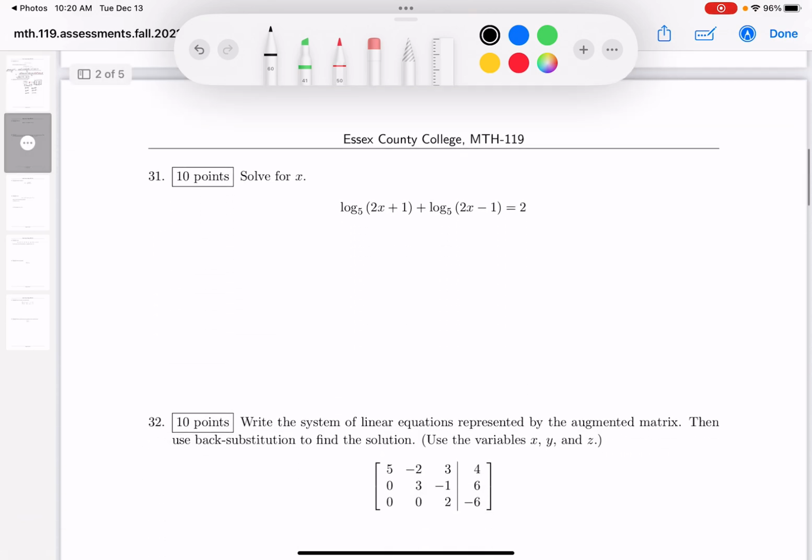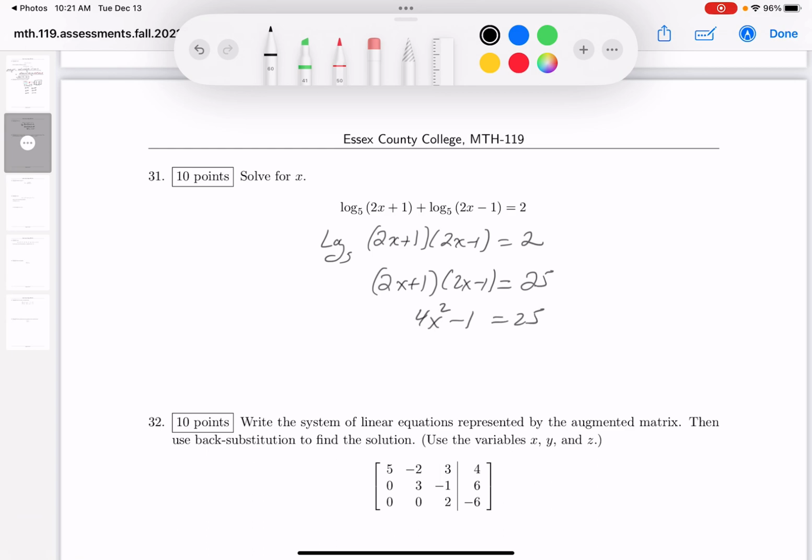This one's a log problem. Let's write this down. They're log base 5. So we get log base 5 of 2x plus 1 times 2x minus 1 equals 2. I'm going to write it as an exponential, and that's going to be 2x plus 1 times 2x minus 1 equals 5 squared, which is 25. What do you get? 4x squared minus 1 equals 25.